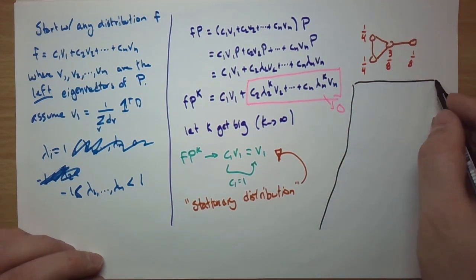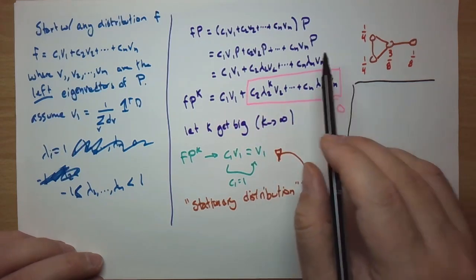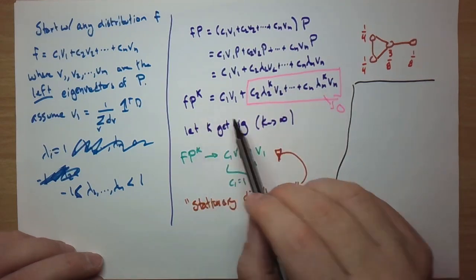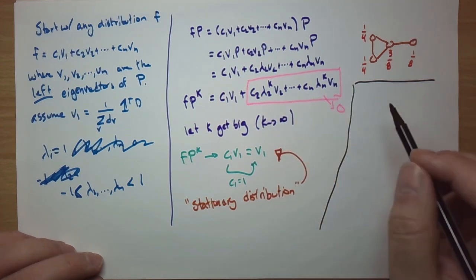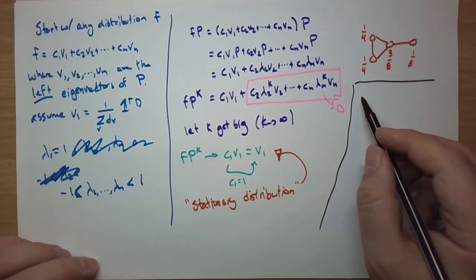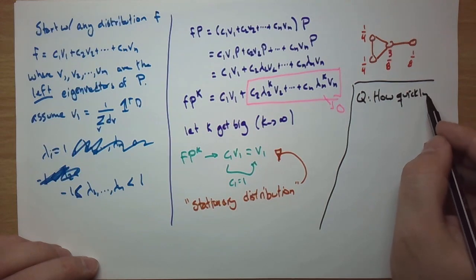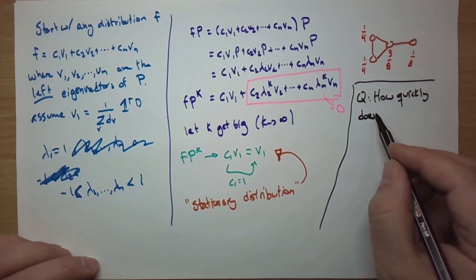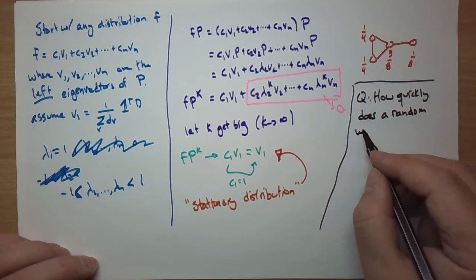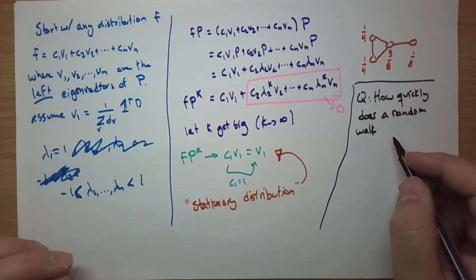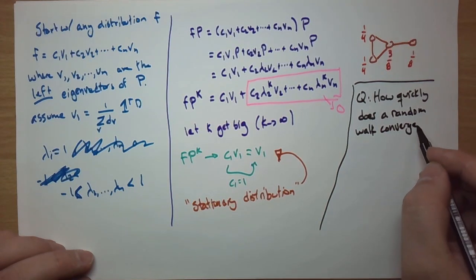We should definitely make this observation. We are seeing that these go to 0, this tail end of f times p to the k, because these powers of lambda go to 0. But now there's a question: how quickly do we converge? When we say converge, we're doing a random walk, and we want to know how soon we get close to the stationary distribution. So how quickly does a random walk converge to the stationary distribution?